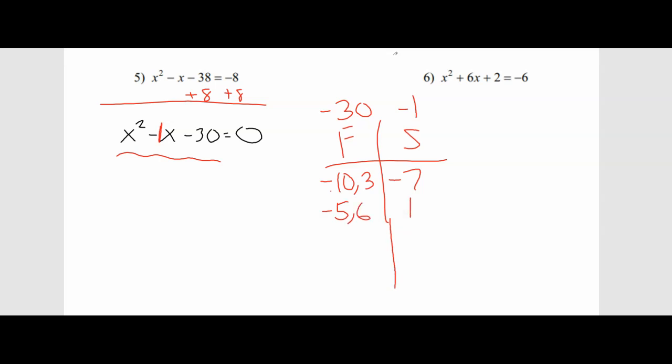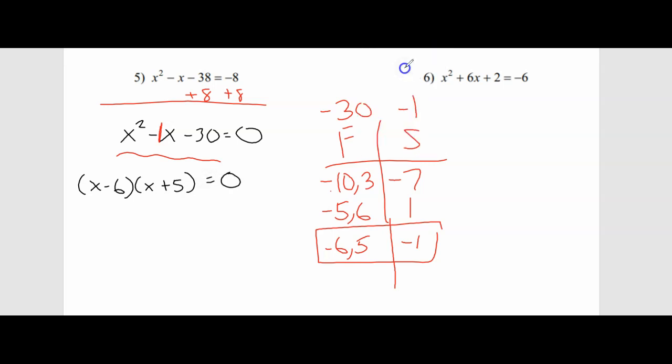So what if I switch the signs? Well, negative 6, positive 5. That gives me negative 1. Those are the two factors I want to use. Rewrite your equation. x minus 6 times the quantity x plus 5.